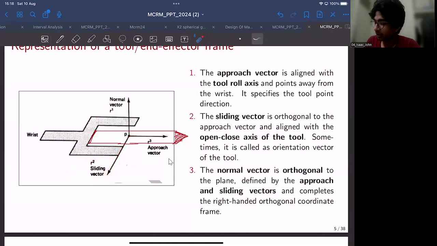And the remaining vector would be perpendicular to both the sliding vector and the approach vector. That is called the normal vector.